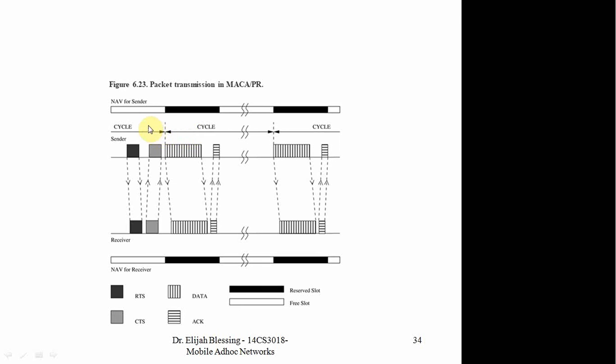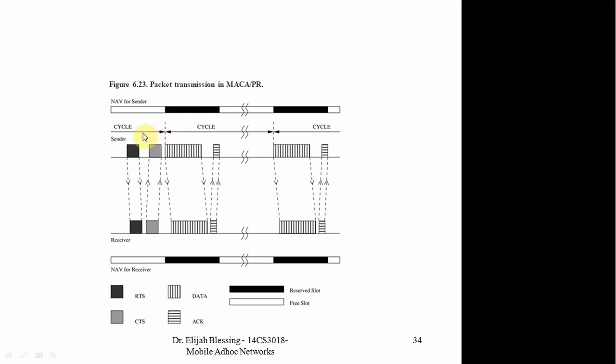So you have a cycle which starts here and ends here, and then you have a different cycle, and then a different cycle, and so on. That means each time frame is basically divided into cycles. Now here it follows a concept called RTS, CTS, and then your data, and then your acknowledgement. Now let's look at how it really works.